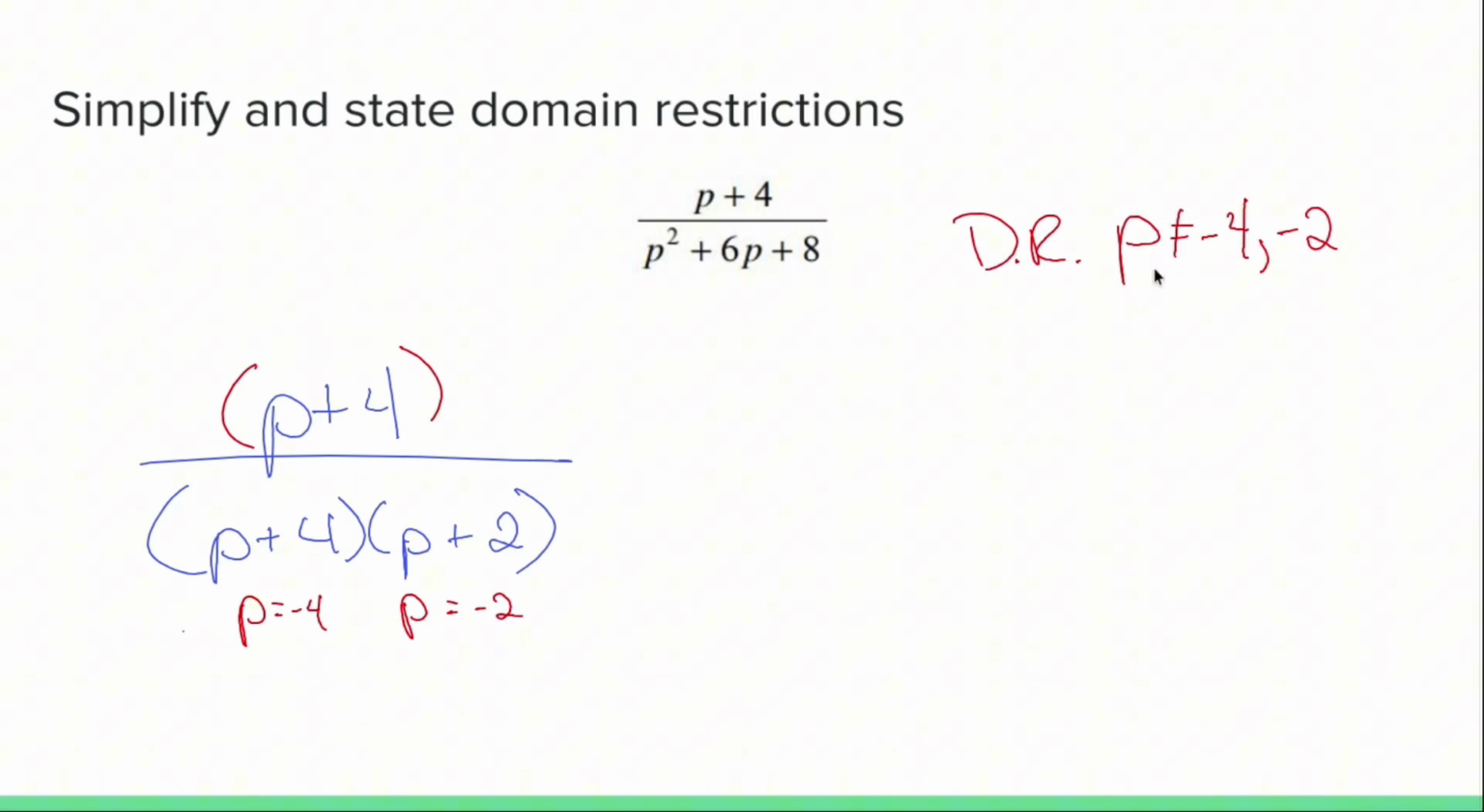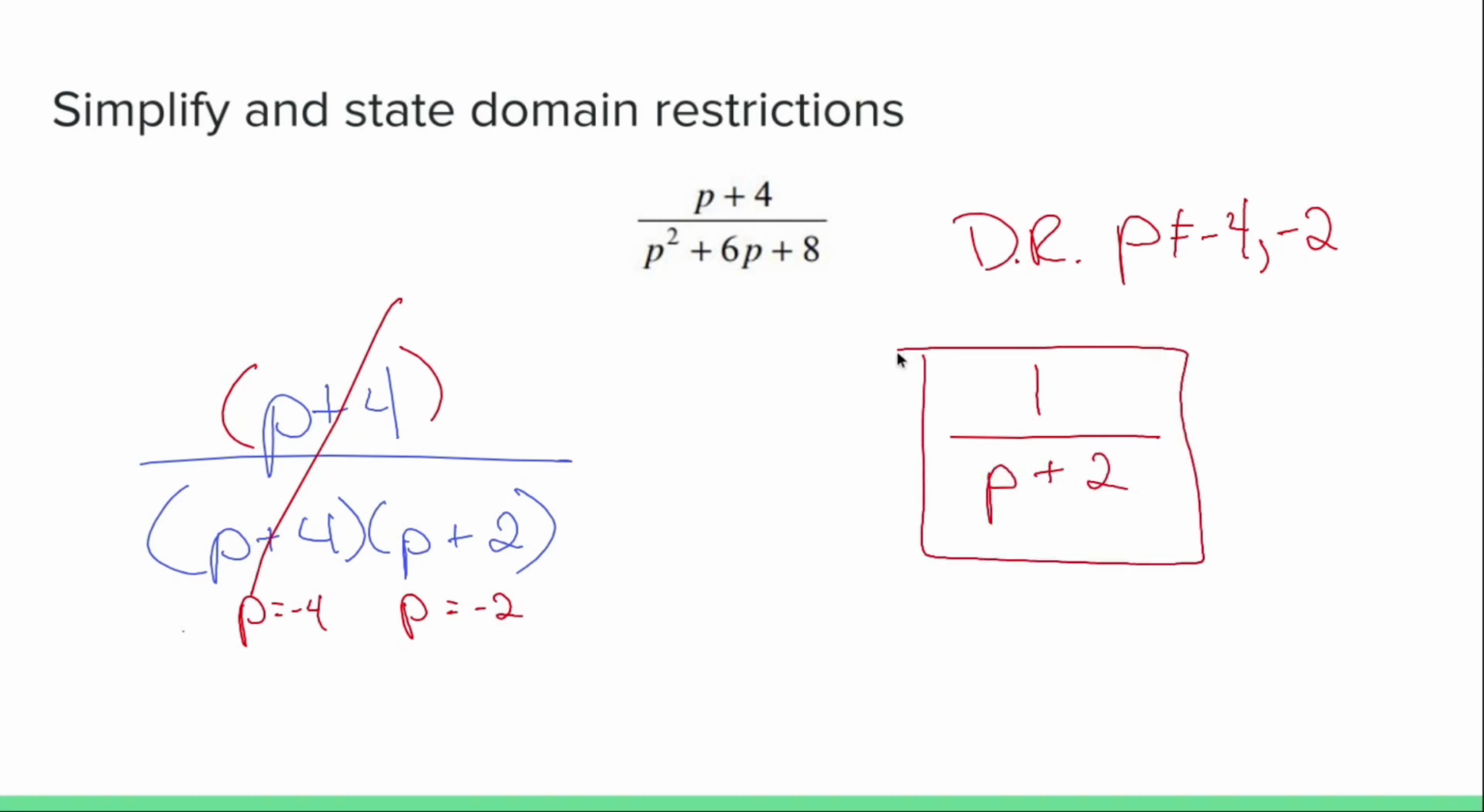Now what I can do after I state my domain restrictions is cross out any factors that are the same in the numerator as in the denominator. Once I do that, I'm left with just 1 up in the numerator and p plus 2 in the denominator. So even though I got rid of the factor p plus 4, it is still a domain restriction because you cannot plug in negative 4 into the initial problem without making the bottom equal to 0. So domain restrictions are done before you simplify. Very important to do that.